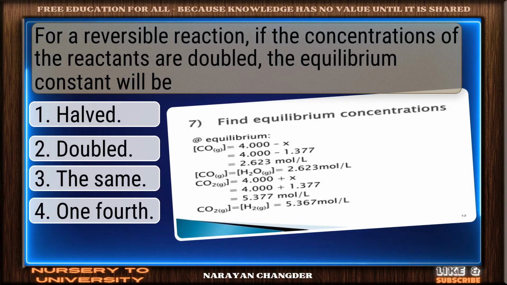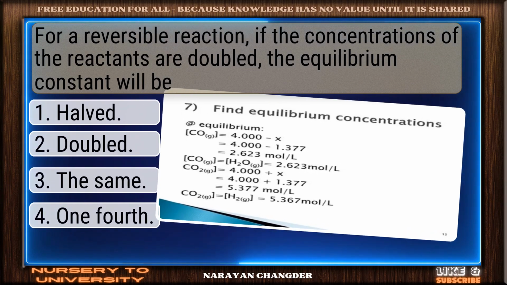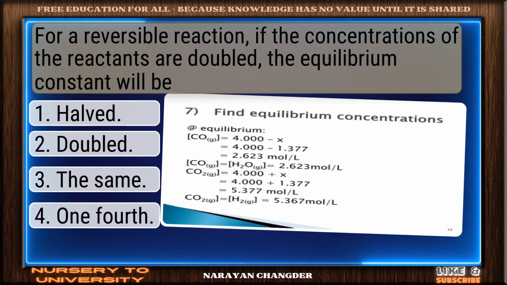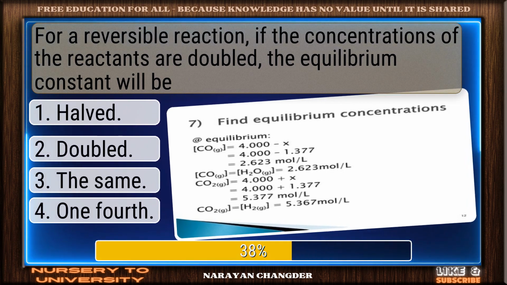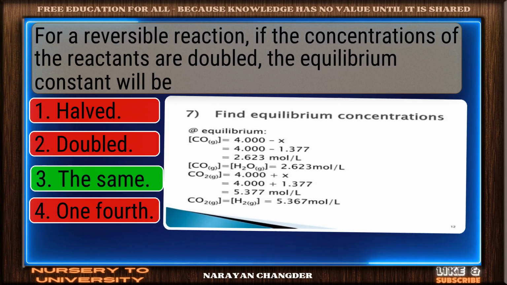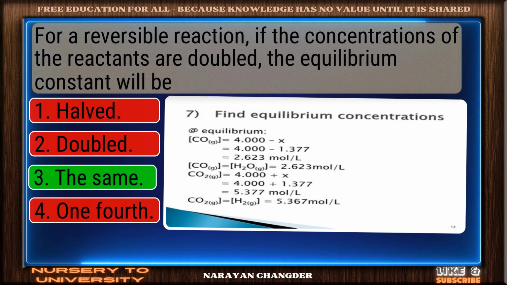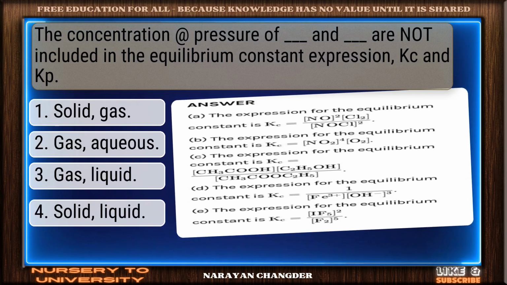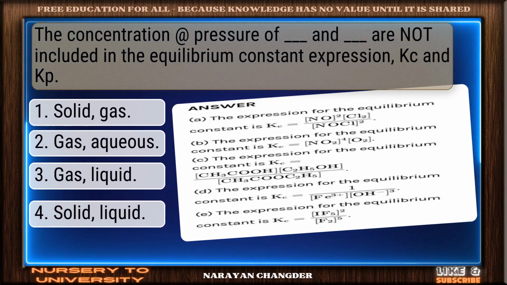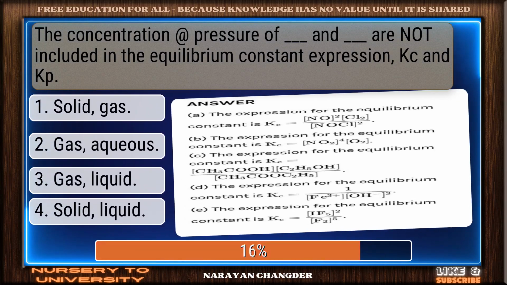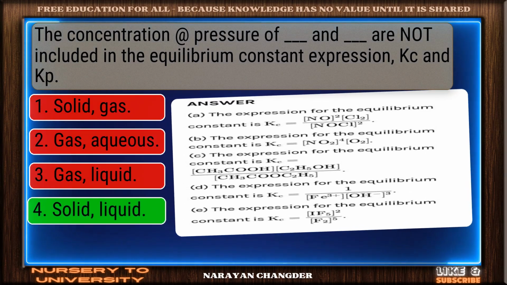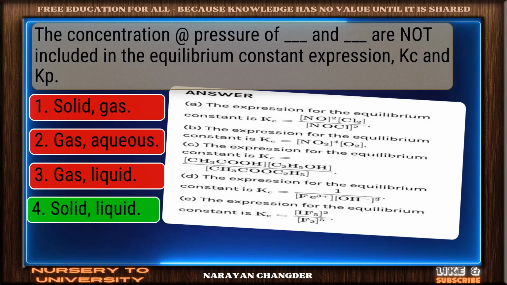For a reversible reaction, if the concentrations of the reactants are doubled, the equilibrium constant will be... Exactly. The same makes sense, and it is the right choice. The concentration or pressure of a dash and dash are not included in the equilibrium constant expressions Kc and Kp. Excellent choice. Solid, liquid is the right answer.